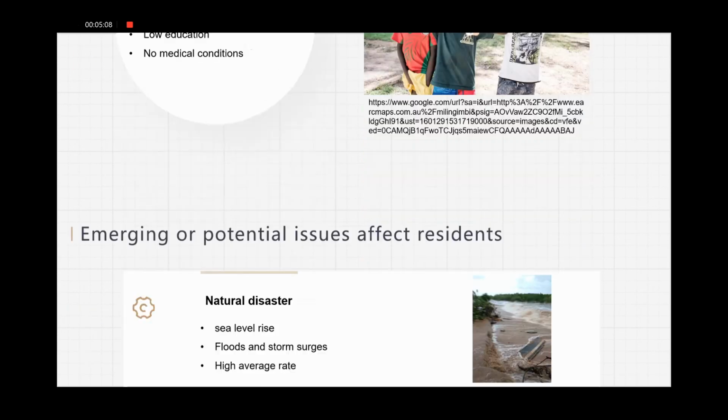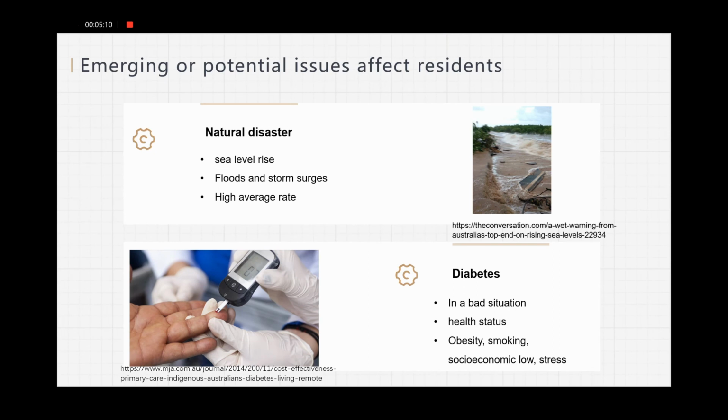Due to the global climate impact, Australia's Northern Territory is facing a serious problem of rising sea levels. Floods and storm surges will pose the greatest threat to Milingimbi communities.